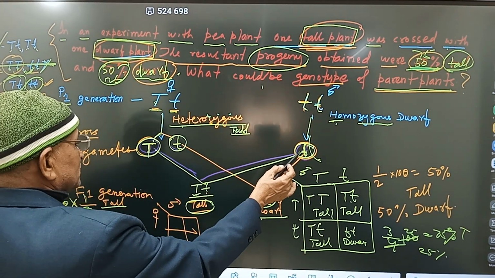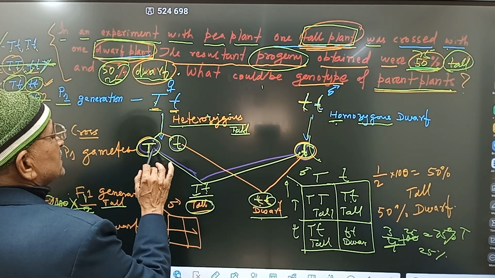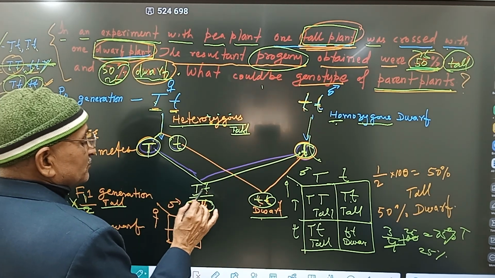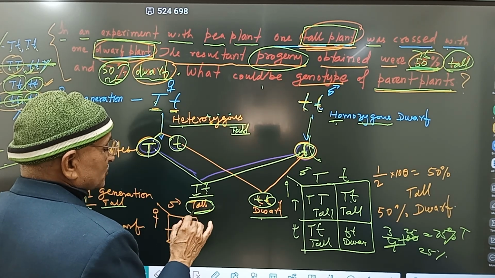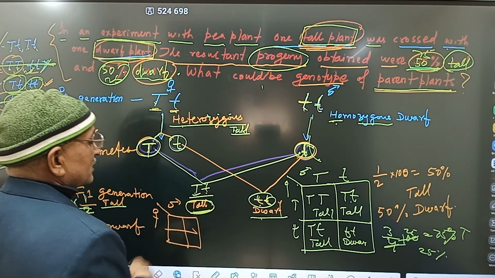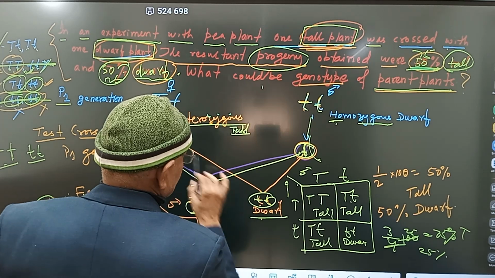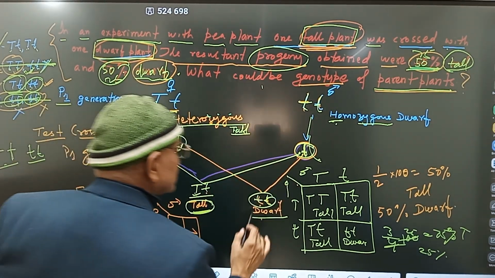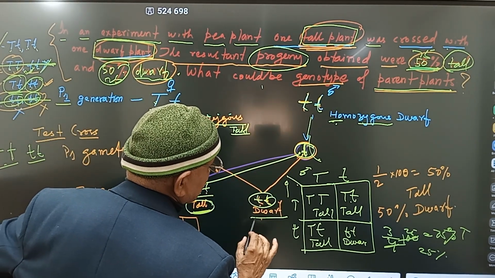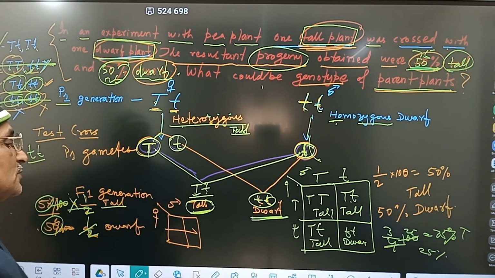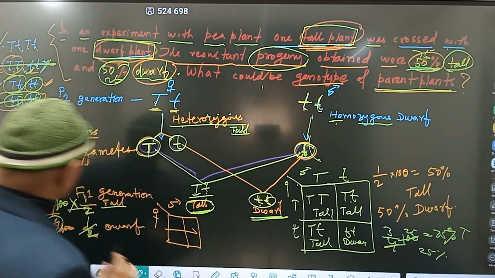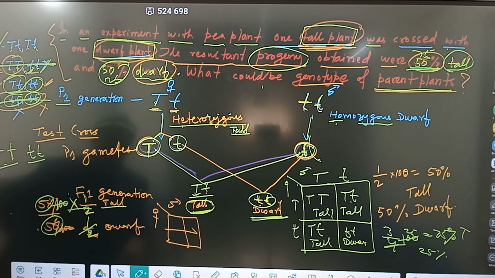So if this is a small t of the pollen male gametes, and this egg fuses, the capital T small t genotype is given, which gives rise to tall, because capital T makes the tall phenotype. And if small t fuses with small t, then it provides a small t combination, with no capital T, so it will be dwarf. So out of two progeny produced, one is tall. If you multiply by 100, you get 50%. So 50% tall, 50% dwarf.